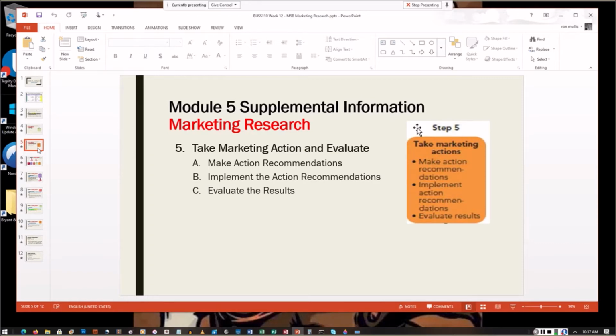Marketers will also evaluate the entire process, from step 1 all the way to step 5, basically to get an idea of how well it was done. So after each step, you're going to evaluate what you found and try to make it better. Any questions?